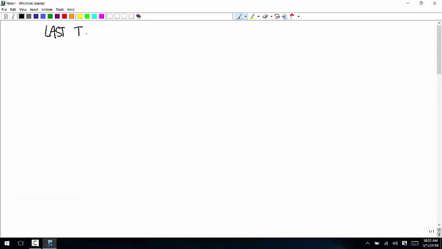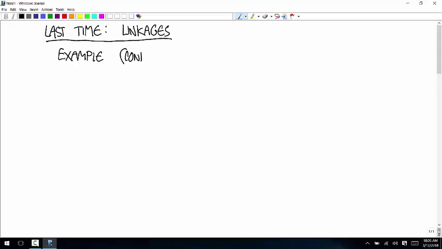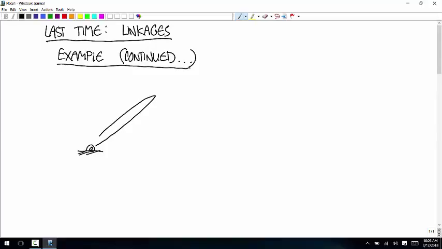I concur. So last time we started talking about linkages, and I'm going to finish this example. And then after that, I'll give you a set of steps that you can use generally for these problems. But the example we were doing was this thing that doesn't look equilateral, but it's supposed to be.